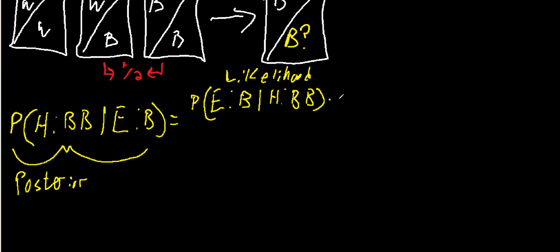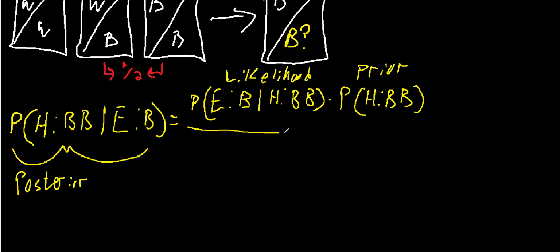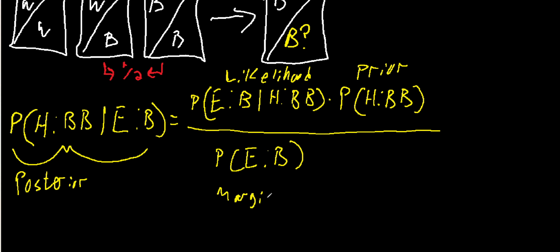And then we're going to multiply that by the prior. The prior is just the prior of the particular hypothesis that we are curious about, in this case the probability that we've drawn the black card. And then we divide all of that by the marginal, which is just the probability of the evidence, the probability of having drawn black. Again, this is called the marginal here. Okay, so let's come up with some appropriate values for each of these terms.